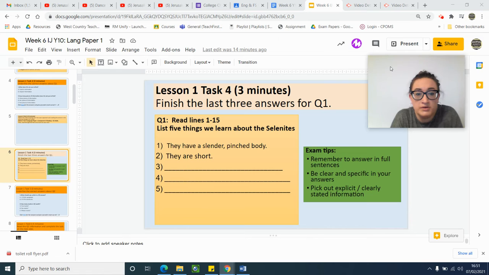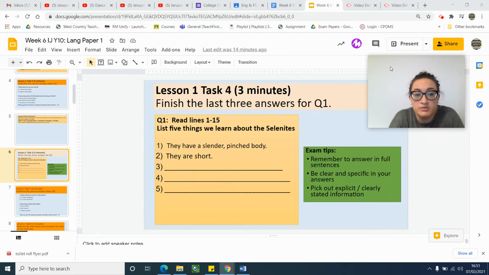Slide 6 asks you question 1, list 5 things we learned about the Selenites. I have started that off for you, and you can see that I'm writing in full sentences. They have a slender pinched body, they are short. So it is important to answer in full sentences in this question. You might phrase it as 5 things I learned about the Selenites are, colon, bullet point, they have a slender pinched body, they are short, etc. Either's fine as long as it's a full sentence.